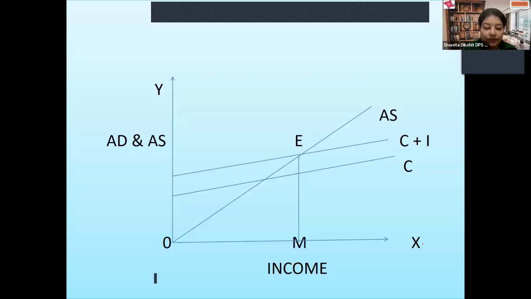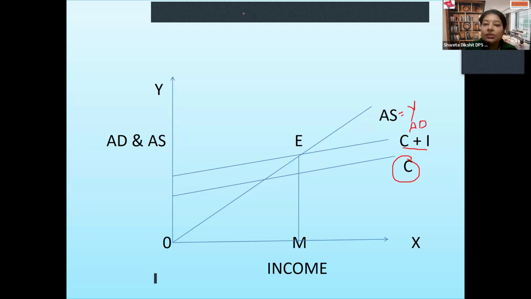Then look at the diagram. After the schedule, you need to make the diagram. Here in the diagram, there are two compulsory things which you need to draw. It is not mandatory to draw the C curve or consumption curve, but it is mandatory to draw the AD curve. I repeat, it is mandatory to draw the AD curve. Now, what is there in this AD curve? We can see that in this AD curve, C plus I is represented, whereas AS is the curve which is equal to the Y or income curve.